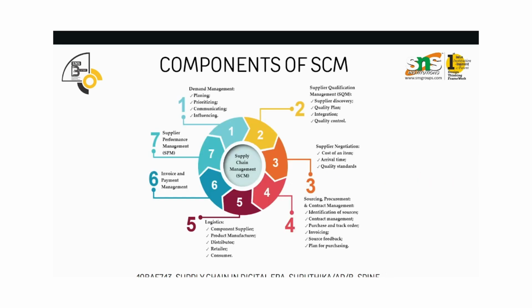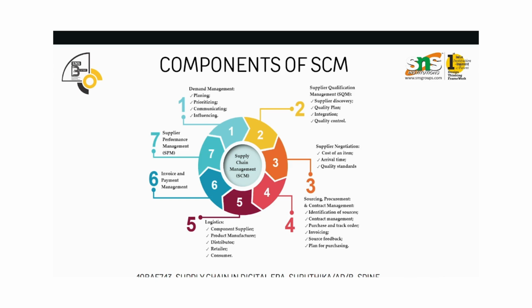So the components of supply chain management can be put into seven broad categories. First is demand management. Second is supplier qualification management. The third is supplier negotiation. Fourth is sourcing, procurement, and contract management. Fifth is logistics. Sixth is invoice and payment management. Seventh is supplier performance management. So let us discuss one after the other.